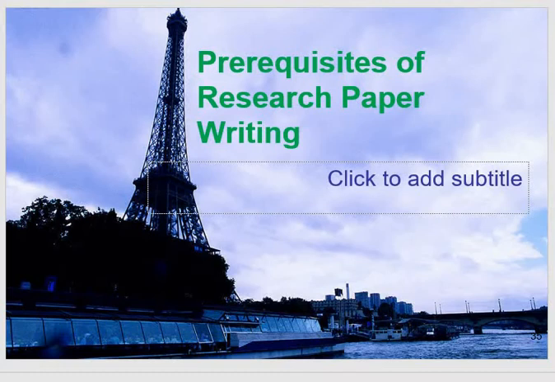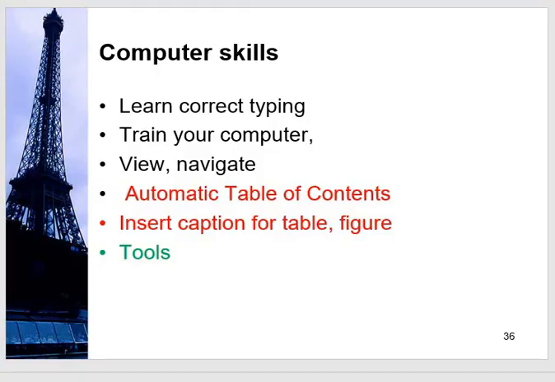There are some prerequisites of writing a research paper. You must learn some computer skills, learn the correct style of typing with both hands, and train your computer, like set your computer on UK English and set heading styles and modify those styles. Suppose Heading 1 is 14, uppercase, bold; Heading 2 is 12, like this. You will modify your headings.